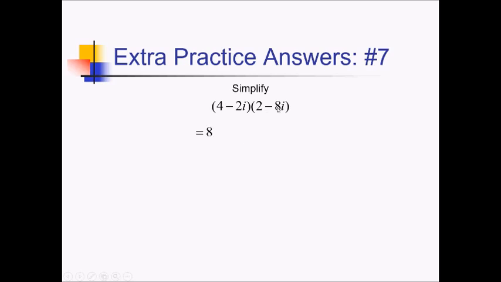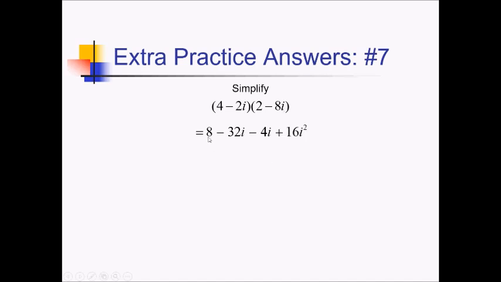And 4 times negative 8i, which is negative 32i. Next, we do negative 2i times the second parentheses. So negative 2i times 2, that's negative 4i. And then negative 2i times negative 8i gives us positive 16i squared.